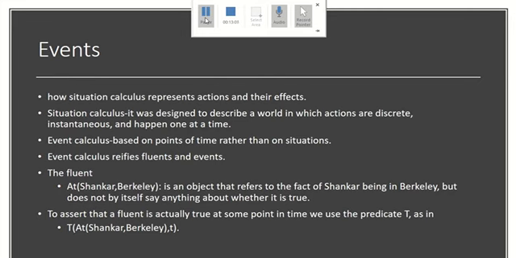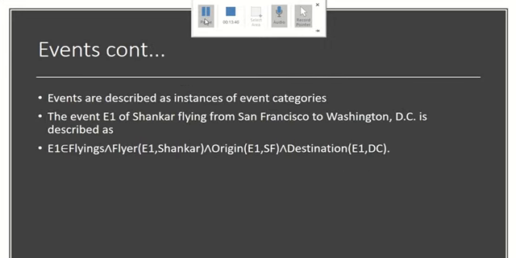Now, to assert that a fluent is actually true at some point in time, we use the predicate T. Here we are going with the true and false value of that particular predicate. So we have introduced a predicate T over the above fluent, and now we write T(fluent, t). Here small t represents the time at which that particular fluent is true. Okay, let's continue.